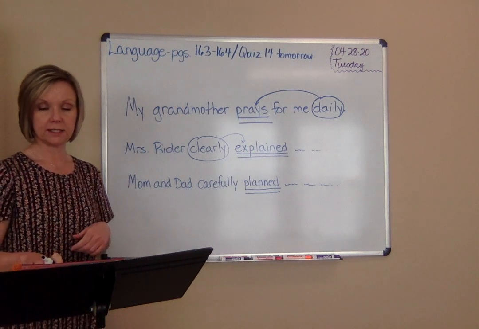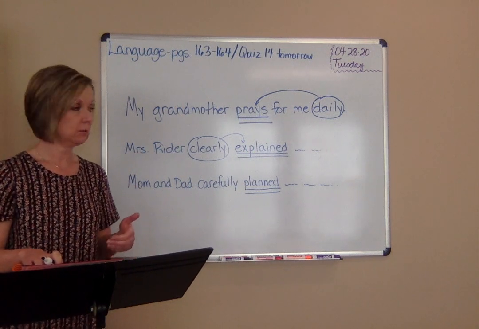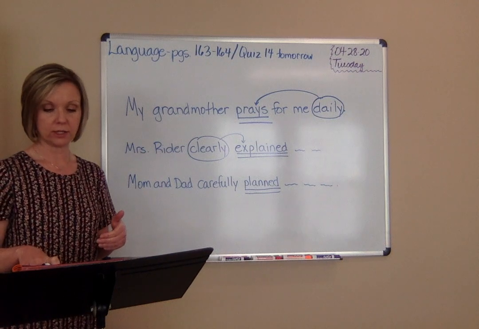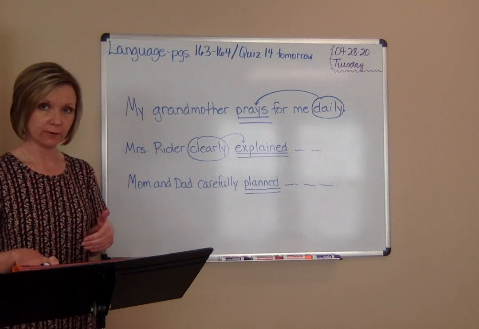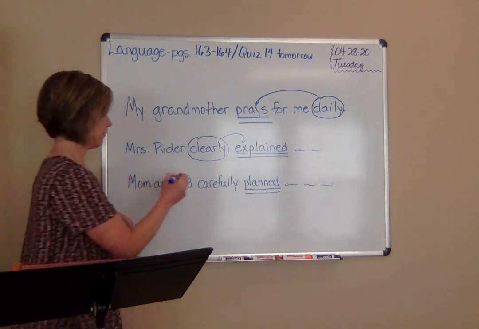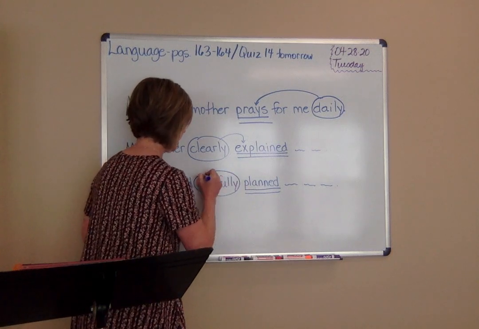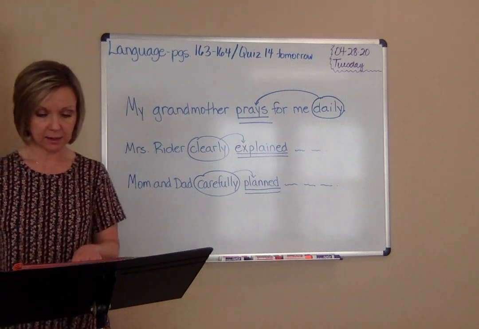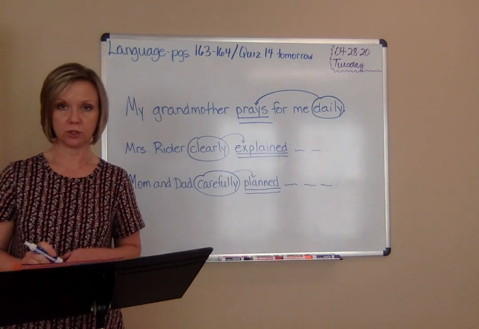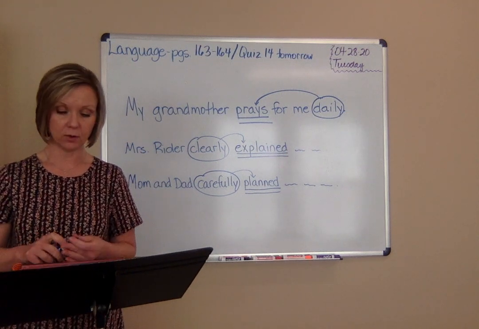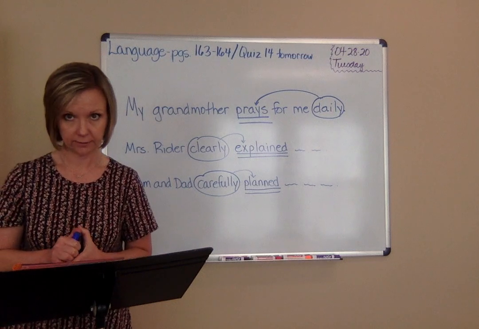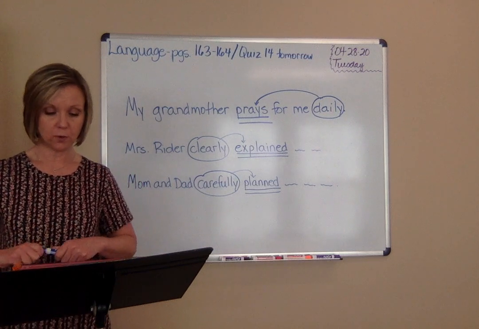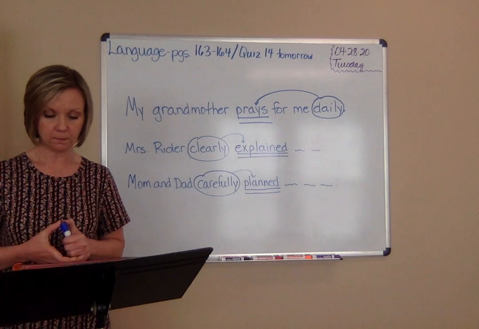Now at the end of the sentence it says how. How did they plan the vacation? What's the adverb? Correct. Carefully. So we circle carefully, match it to planned. You could leave that out and say, Mom and Dad planned our family vacation. But you gave the detail of carefully. That's right. So you do 4, 5, and 6 on your own.